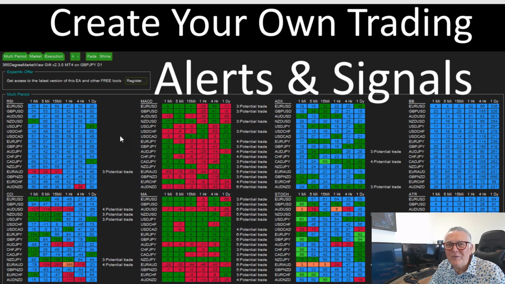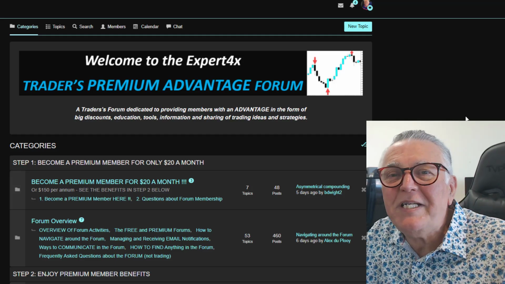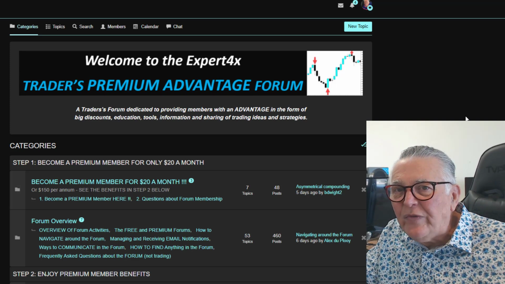The other thing that I almost forgot to mention was that the indicator comes with a comprehensive user manual. The user manual will guide you through how to set this up and get the best value from the 360 market view indicator.